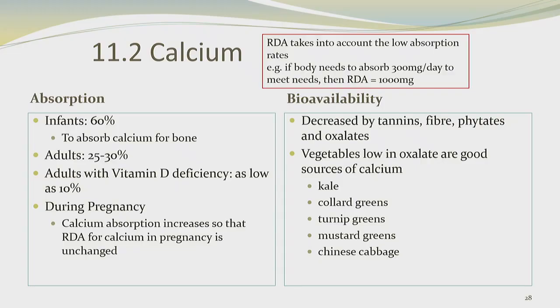And so vegetables that are low in oxalate are especially good sources of calcium, and you can see some of them listed here, okay? So we can see kale, collard greens, turnip greens. These are all good sources of calcium from plants. So we can see spinach is not listed here. Although spinach has considerably high amounts of calcium, it also has high levels of oxalates, and so it makes it difficult to absorb the calcium from it.